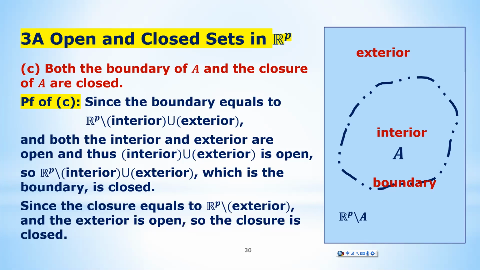Now, how about the closure? Closure is also easy. The closure equals the complement of the exterior in the whole space, because the closure is basically the interior plus the boundary. But the exterior, we know, is open, so therefore the closure is closed. So you see both the boundary and the closure are closed sets. That's the proof of this important result.